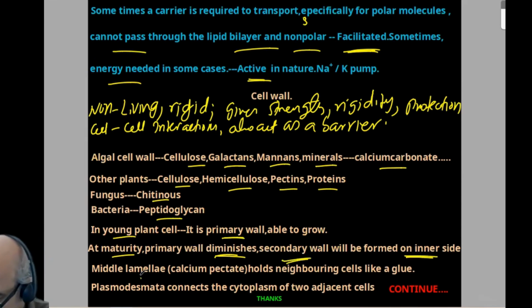Now comes the middle lamella. That is the cementing substance, glue between two plant cells, mainly made up of calcium pectate according to NCERT. It holds neighboring cells like a glue. So the connection between two cells has to be done by another structure called plasmodesmata, which connects the cytoplasm of two adjacent cells.